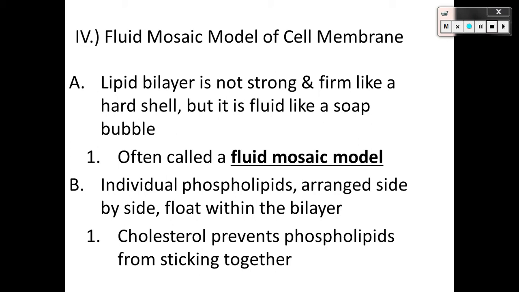And then letter J on your handout is going to be the cytoskeleton. If you recall, all cells have a cytoskeleton that keeps its shape. Well, that's what's being represented in part J.